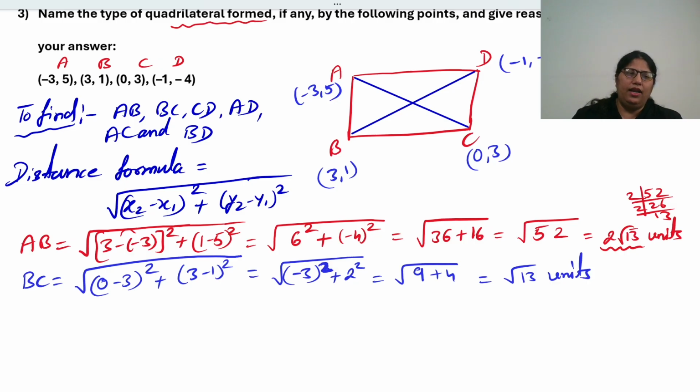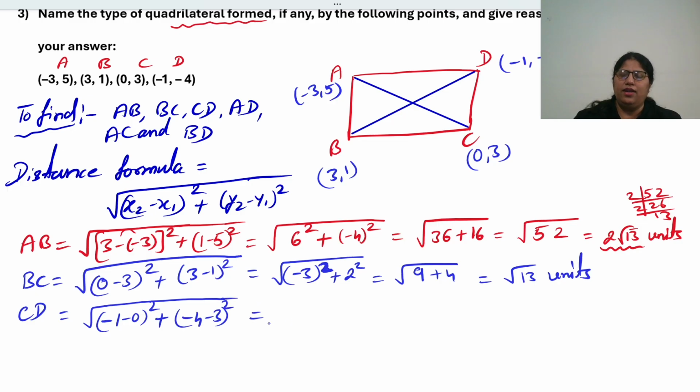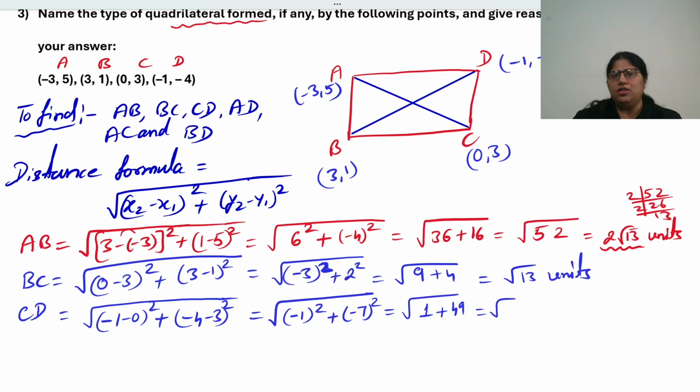Now, what is the next side length here? CD length. Again you can take coordinates of C and D. So I can take it here either minus 1 minus 0, or you can take 0 minus minus 1 also. I am taking (minus 1 minus 0) whole square plus (minus 4 minus 3) whole square. Minus 1 minus 0 is minus 1 whole square, plus minus 4 minus 3 is minus 7 whole square. What do you get? Minus 1 whole square is 1, plus 49, which is root 50.